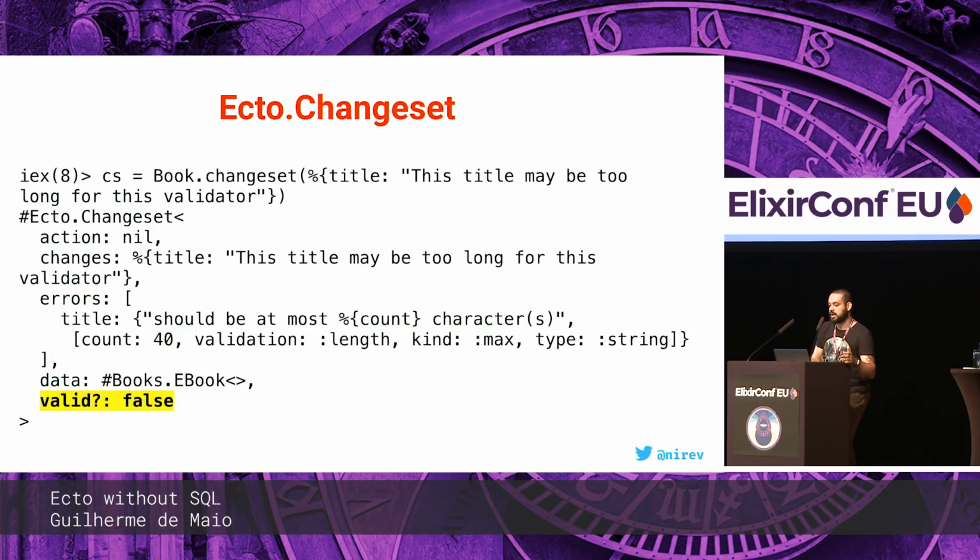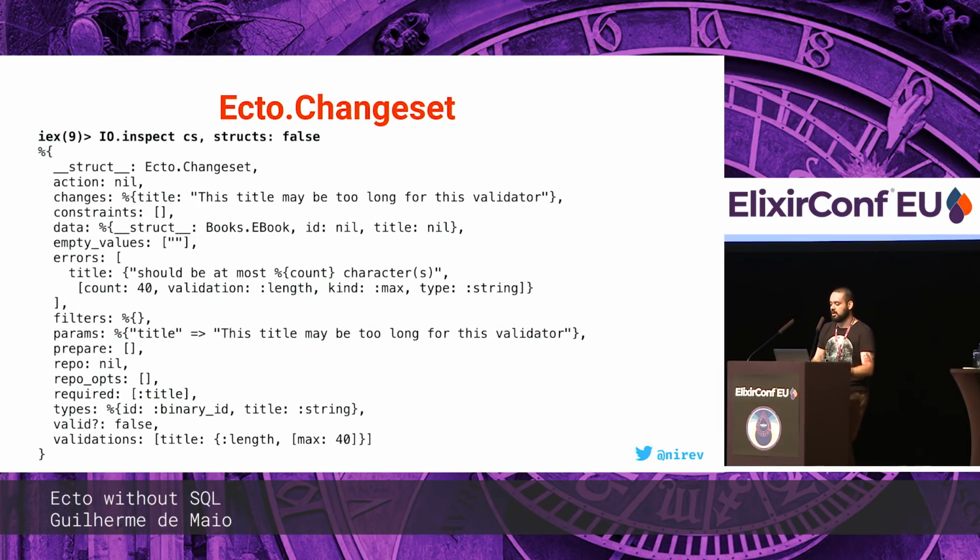And then you also get the current state. So if you go through all the validations and they do not pass, it's not going to be valid. And if they do, then it's going to be valid. Well, there's not just that in a changeset. There are other things, but I'm not going to go through that.